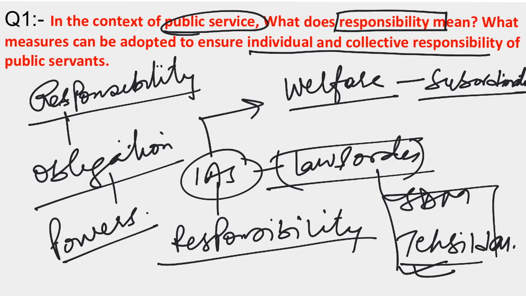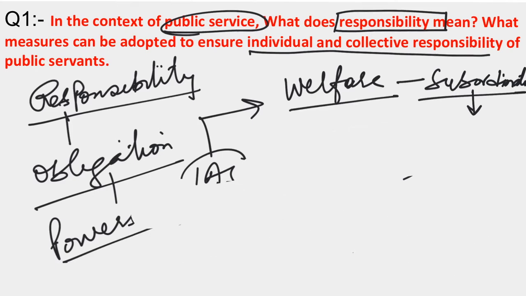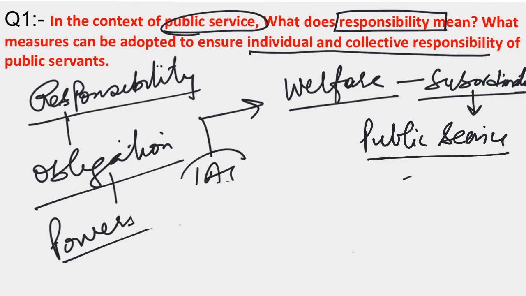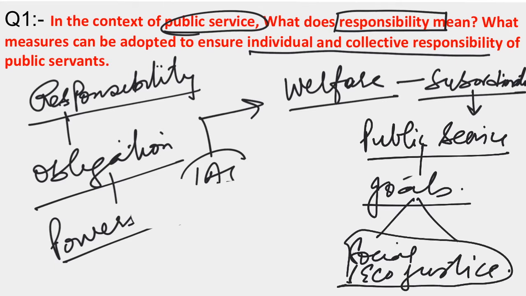And you can also talk about ethical responsibility, or define responsibility from the ethical perspective. We all know that in India, public service has a responsibility to achieve the goals mentioned in the constitution. And what is mentioned in the constitution? That is social and economic justice. So basically, the very first job of any bureaucrat is his responsibility to achieve the ideals of social and economic justice.